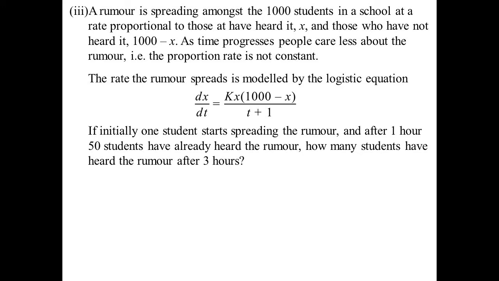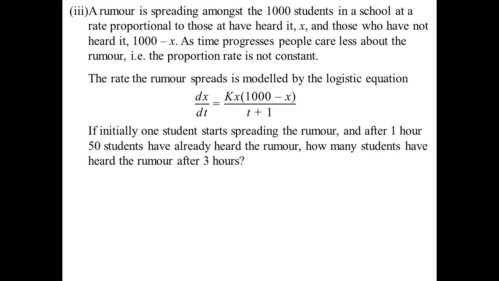Okay, you rumour spreaders. A rumour is spreading amongst the 1,000. I didn't use 1,200, which is closer to our school, but 1,000 is a bit nicer number to work with. So a rumour is spreading amongst 1,000 students in a school at a rate proportional to those that have heard it, and those who have not heard it.